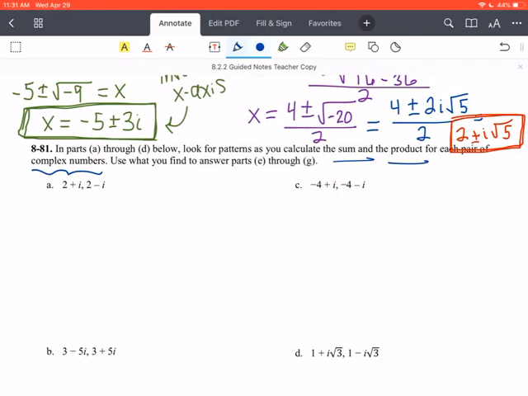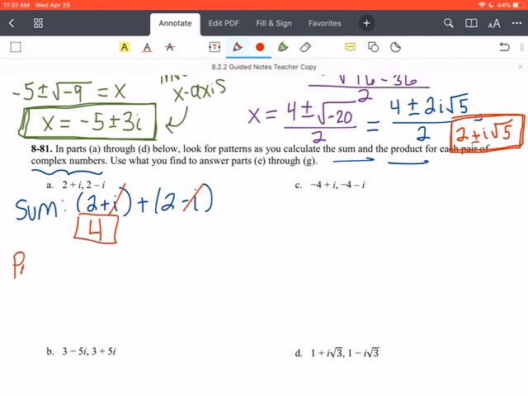Okay, so if we're going to find the sum, we are taking 2 plus i plus 2 minus i. Now, because we just have a plus sign, we can ignore the parentheses. So we're going to combine our like terms. So i plus negative i actually just crosses out. Thank goodness. And then 2 plus 2 is 4. So the sum is plain old 4. That cleaned up nicely.